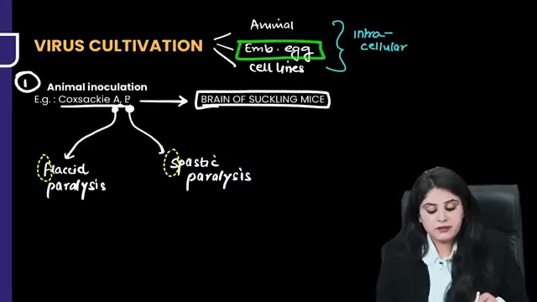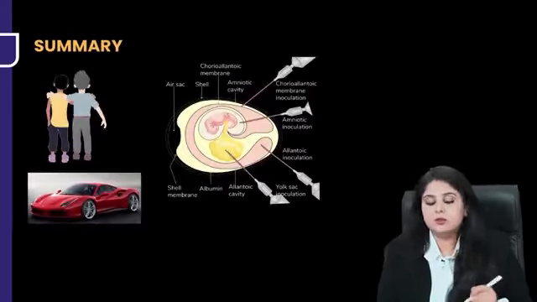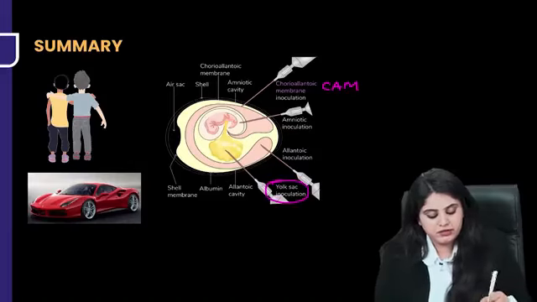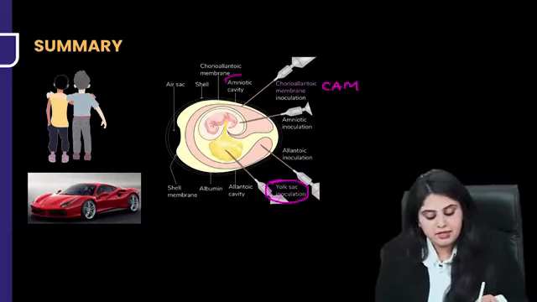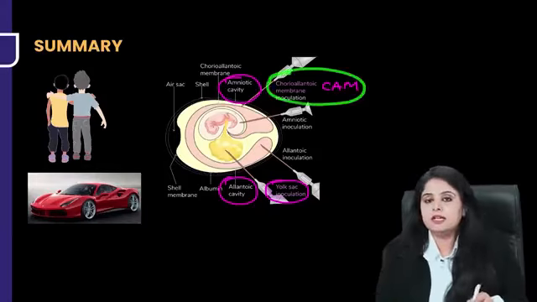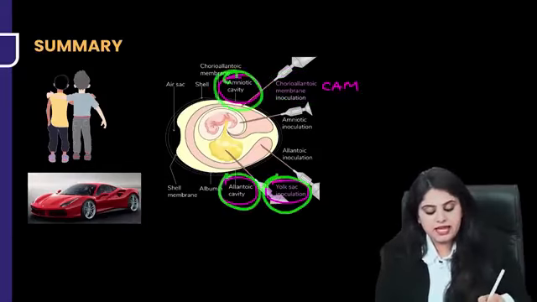How do I grow it in an embryonated egg? Firstly, this is how an embryonated egg looks. What parts are there? Ma'am, there is a chorioallantoic membrane, that is CAM. Then there is a yolk sac present over here. You can grow it in the yolk sac. Then there is an amniotic cavity. Then there is an allantoic cavity. Four things are there: chorioallantoic membrane, yolk sac, amniotic cavity, allantoic cavity.